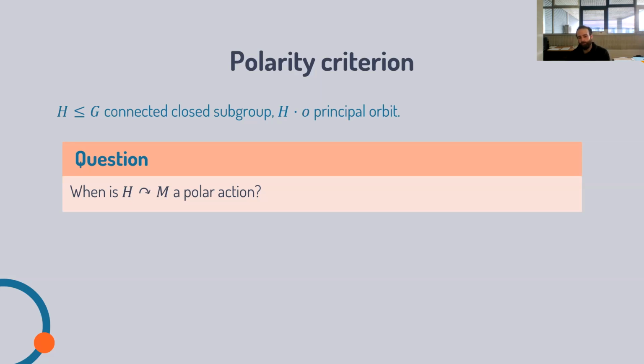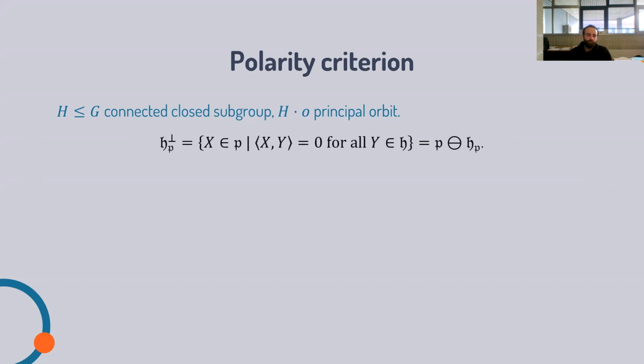So we first need to determine this normal space. And that's simply the set of all elements of P that are orthogonal to all vectors in H, which can also be written as the orthogonal complement, which is what this minus sign inside the circle means. So the orthogonal complement of the projection of H on P inside only the subspace P. So we call this subspace HP pair, and we know that the action of H is polar if and only if HP pair generates a section for the action. So it should be a totally geodesic submanifold that meets all orbits. That's something we already know, the meeting all orbits part, but it must meet them orthogonally.